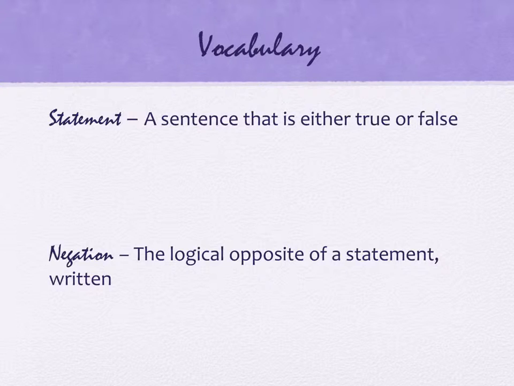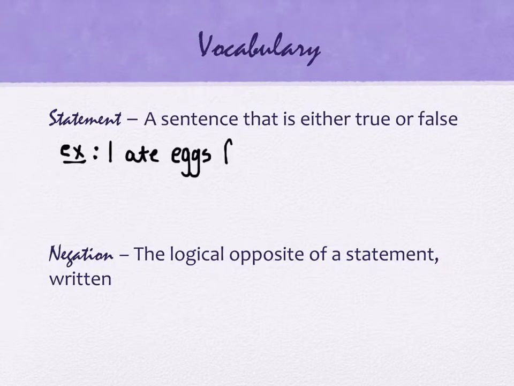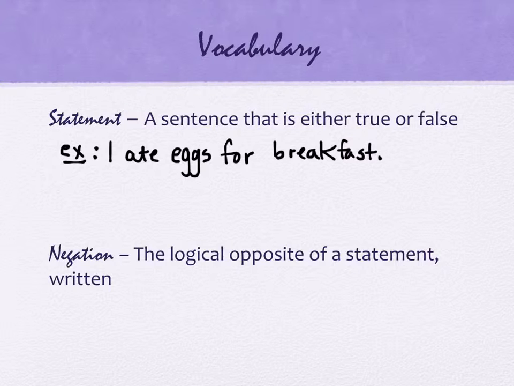All right, so the first thing we're going to talk about is a little bit of vocabulary so that we're all on the same page. First one is a statement. A statement is simply a sentence that is true or false. So what I'm going to do is give you an example and a non-example. An example of a statement is something like this: I ate eggs for breakfast. It's either true or it's false. There's no middle ground. You're not sort of ate eggs for breakfast. Either you did or you didn't.